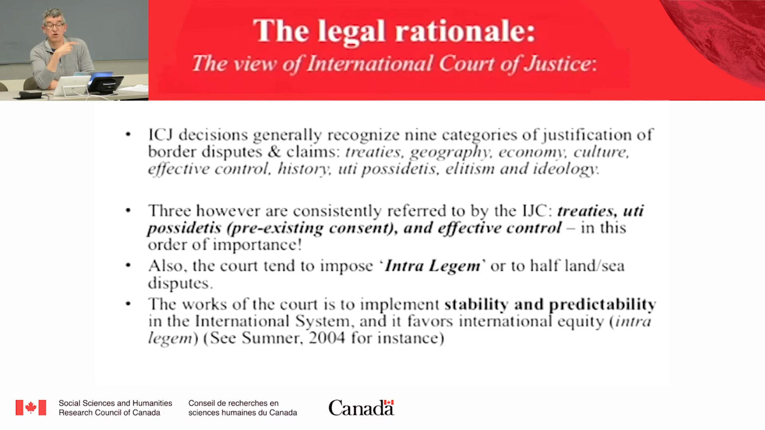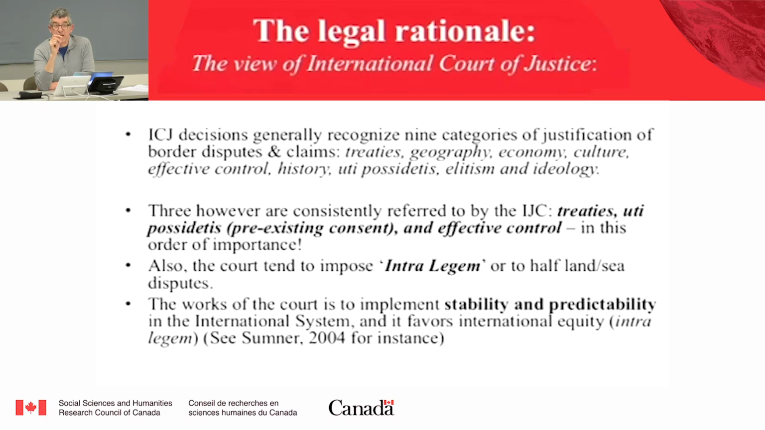In the case that I talked about between Bolivia, Chile, and Peru, it's been a disaster at sea. There were riots across some of the countries when the court made its recommendations. So it doesn't always work well. So from the International Court of Justice, pre-existing treaties, uti possidetis, and effective control are basically the three overwhelming principles, by order of importance, that the court has used to arbitrate disputes.